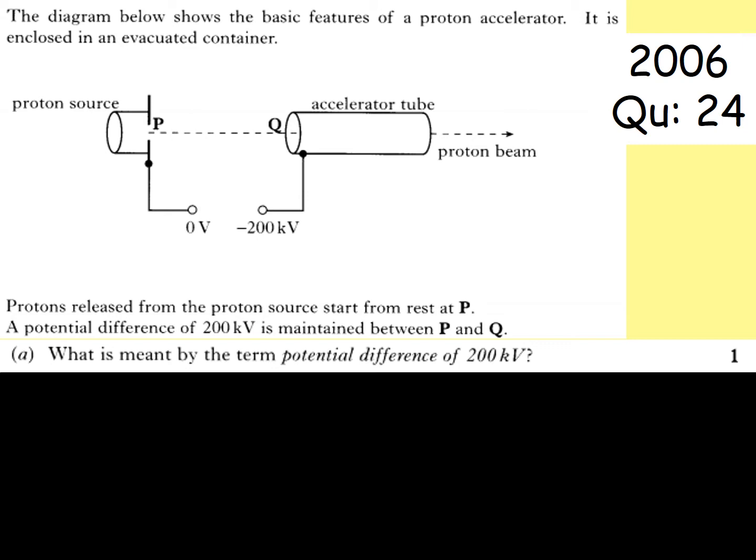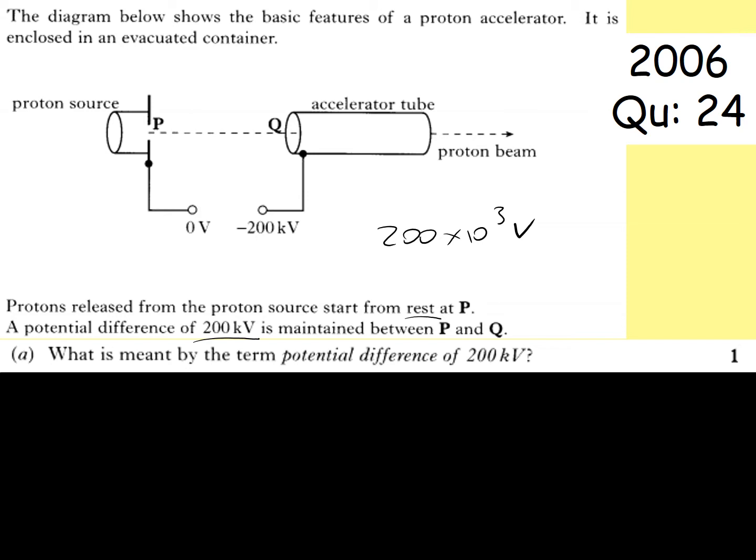2006, question 24. The diagram below shows the basic features of a proton accelerator. It is enclosed within an evacuated container. Protons released from the proton source start at rest at P, rest, important term. A potential difference of 200 kilovolts, that's 200 times 10 to the 3 volts, is maintained between P and Q. What is meant by a potential difference of 200 kilovolts?